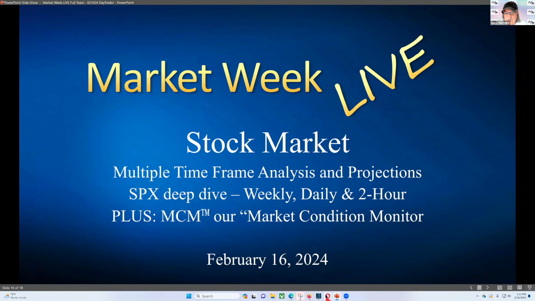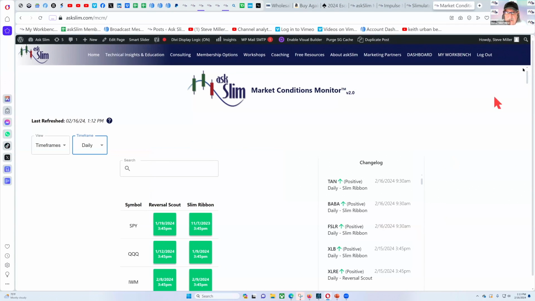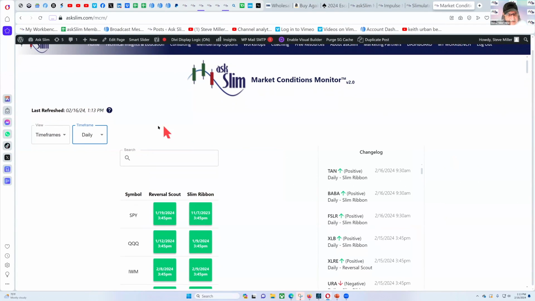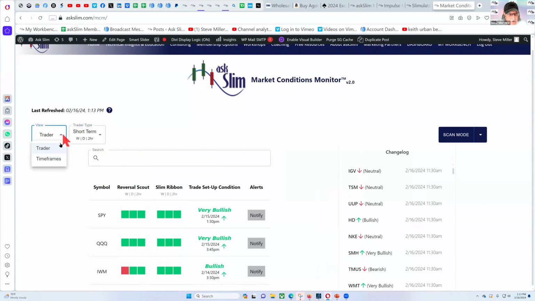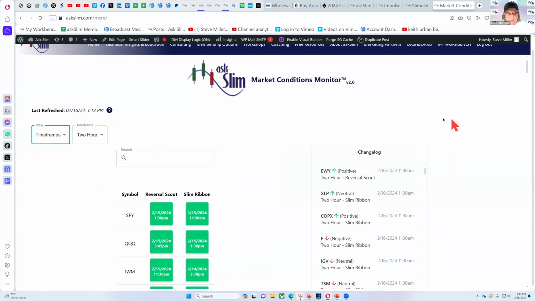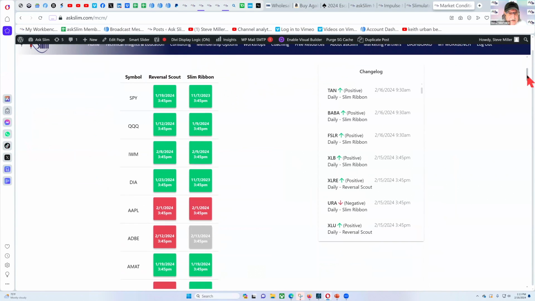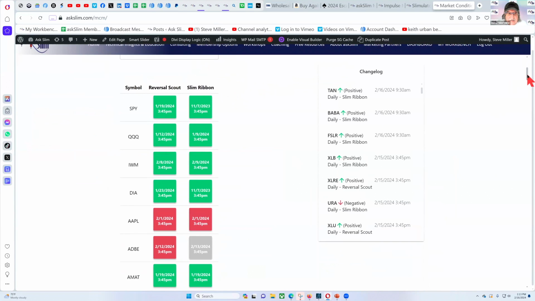I want to look at one more thing in here, and that is the market condition indicator. I'm sorry, the market condition monitor. And I have this set on time frames right now. So you can look at it on the trader version right here or on the time frame version right here. And I'm going to go to the daily chart, and this gives you the indexes and the top stocks that we look at. And you can see in here on the daily chart when these things turn positive on our indicators.